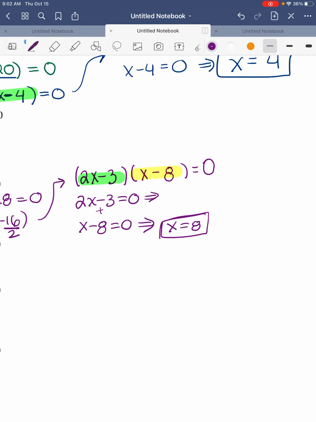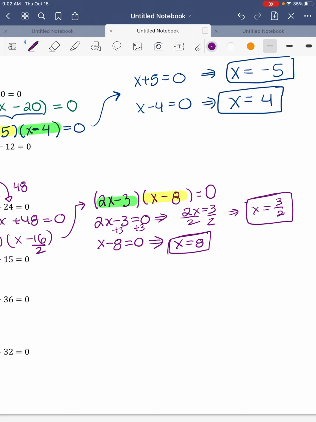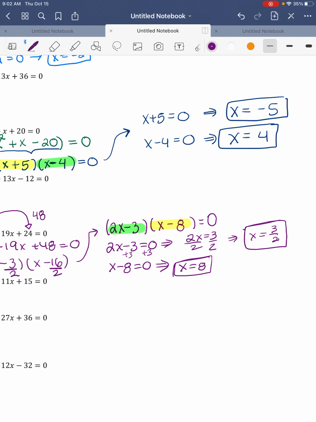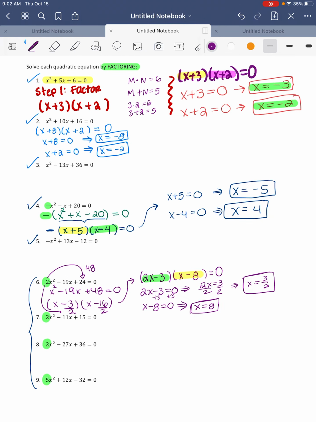From that one, you need to add 3. So this is 2x equals 3, and then you need to divide by 2. So x equals 3 over 2. And once you are done with your x values or with your answers, you just remember that you need to box your solutions. And that's how we do these problems.